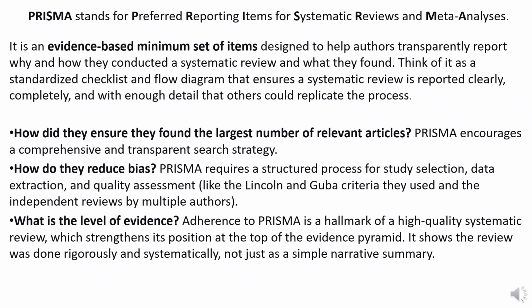How did they ensure they found the largest number of relevant articles? PRISMA encourages a comprehensive and transparent search strategy. How do they reduce bias? PRISMA requires a structured process for study selection, data extraction, and quality assessment, like the Lincoln and Guba criteria they used and the independent reviews by multiple authors. What is the level of evidence? Adherence to PRISMA is a hallmark of a high-quality systematic review, which strengthens its position at the top of the evidence pyramid. It shows the review was done rigorously and systematically, not just as a simple narrative summary.